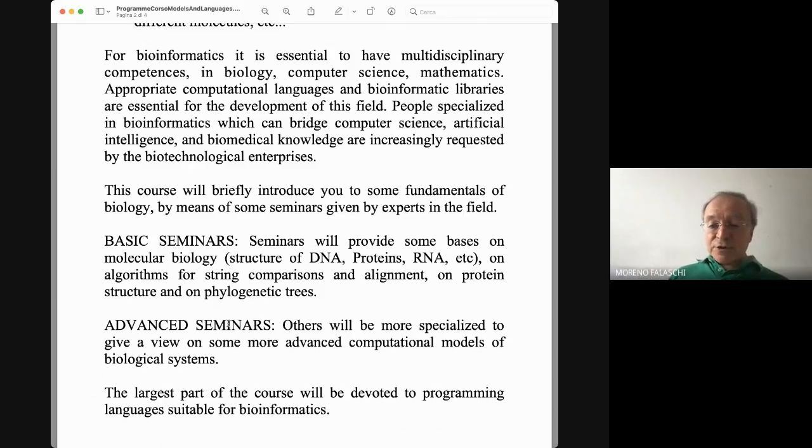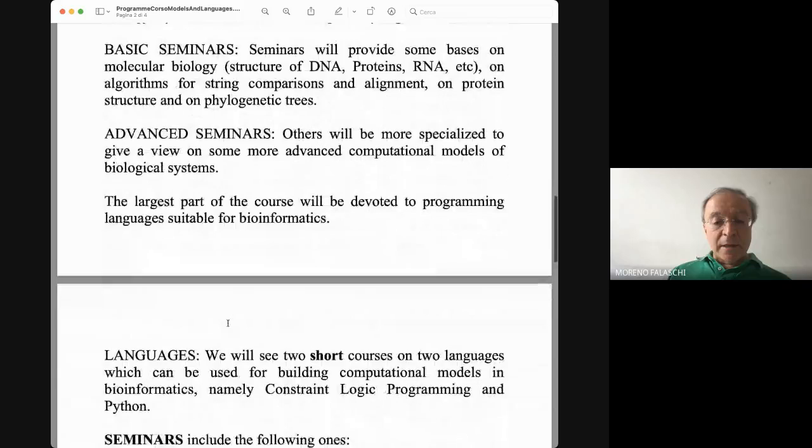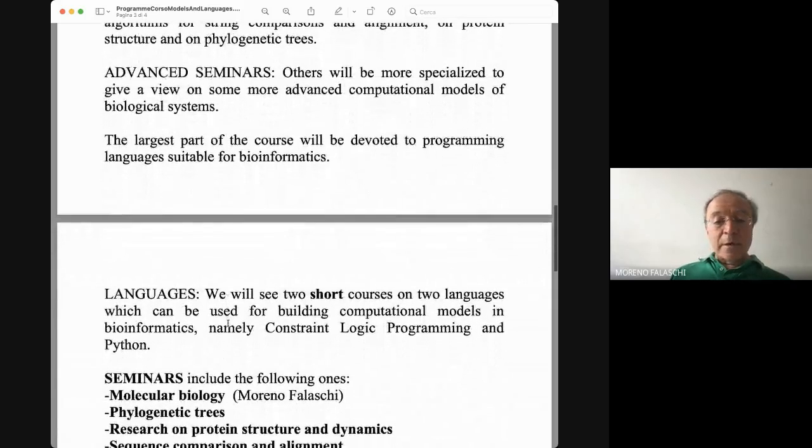And the largest part of the course will be devoted to programming languages which are suitable for bioinformatics. And talking about the languages, we will see two short courses on two fundamental languages which can be used for building computational models in bioinformatics. And I mean constraint logic programming and Python.